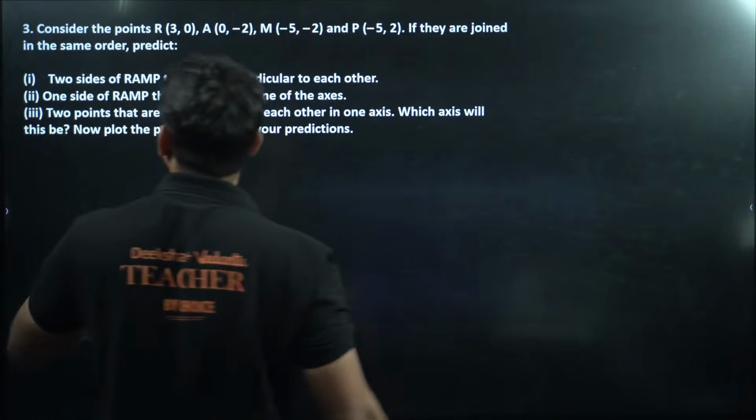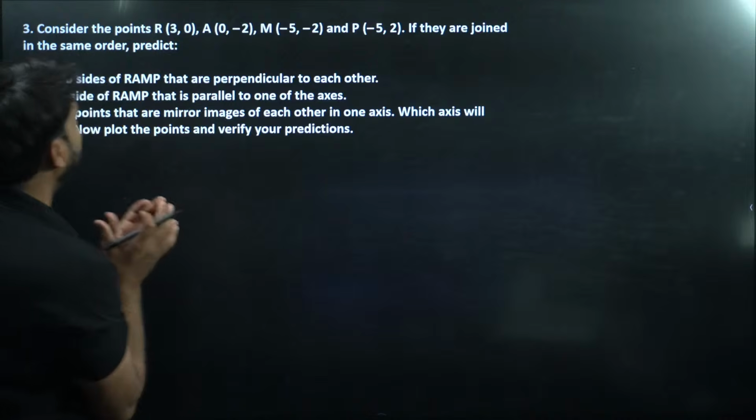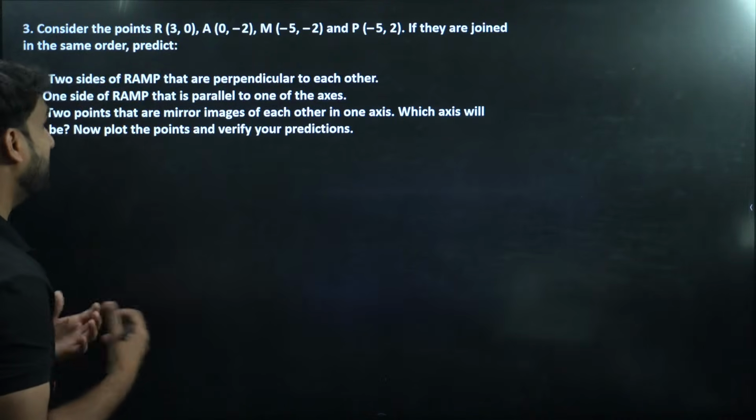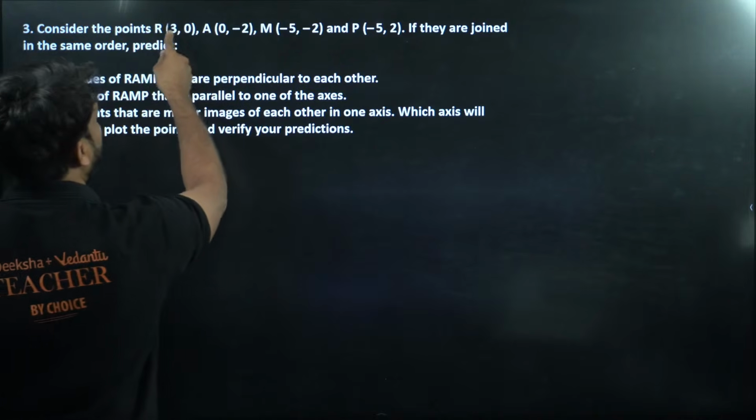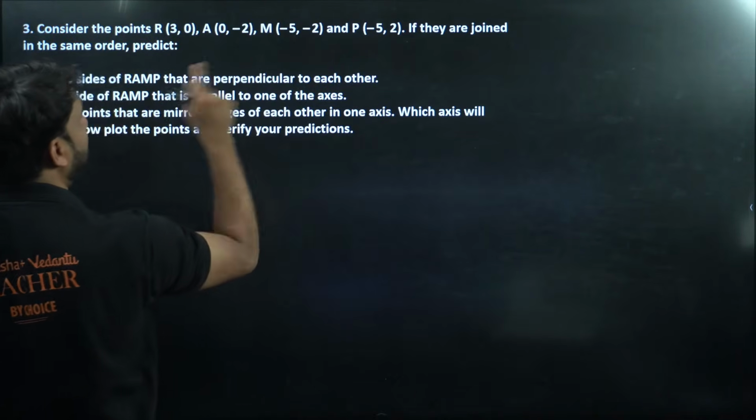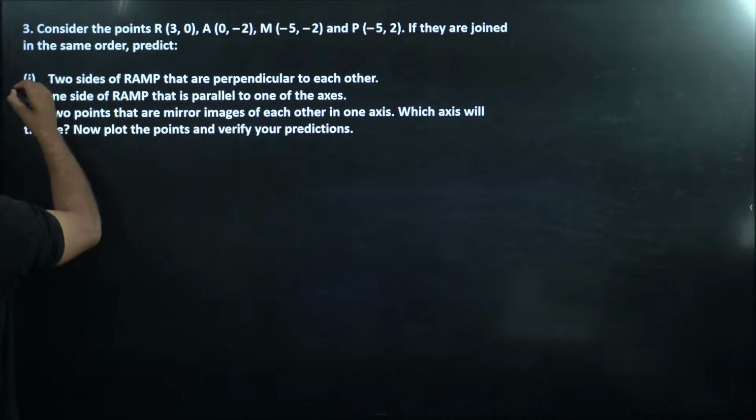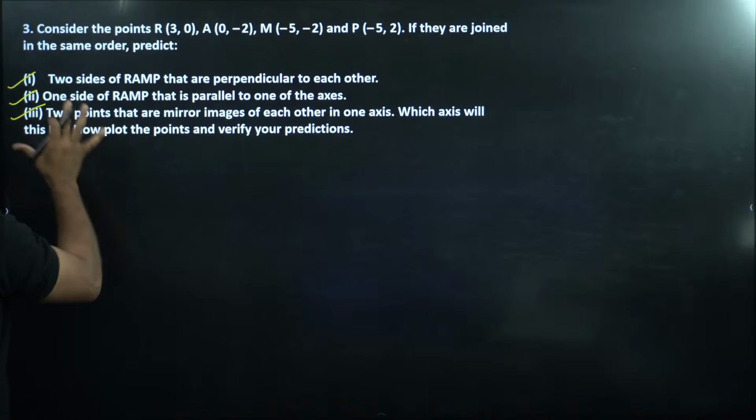Okay. Consider the points R, A, M, P. They are joined in the same order. Predict. So there are four coordinates given, R, A, M, P, and we have to join all the points together, and we have to answer these three questions given here.